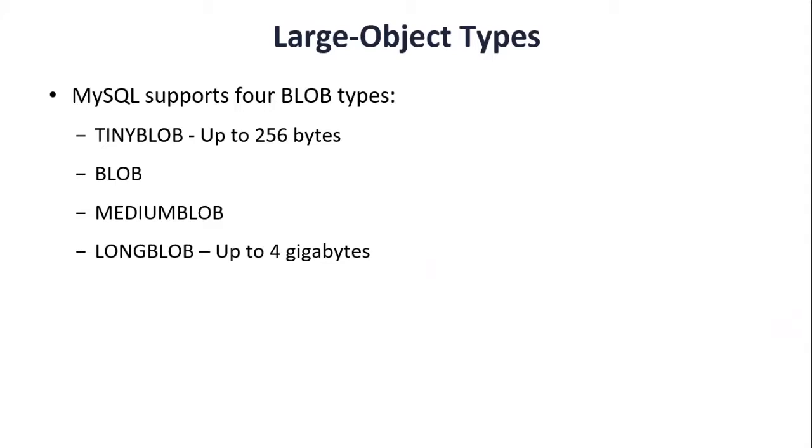And if it is even larger, you can use a medium blob. Or if it is very large, you can use a long blob data type, which usually supports up to 4 gigabytes of data. So even a large video file can be stored as a long blob.